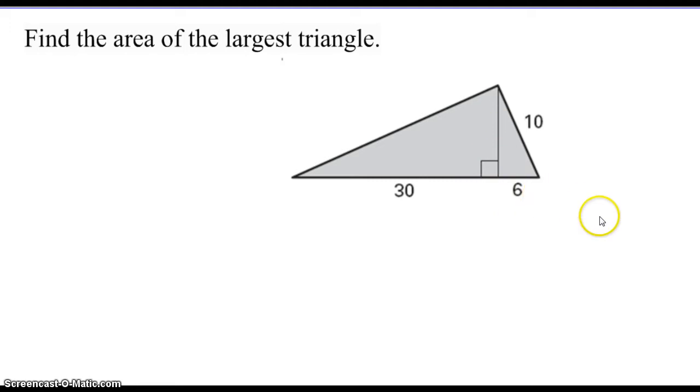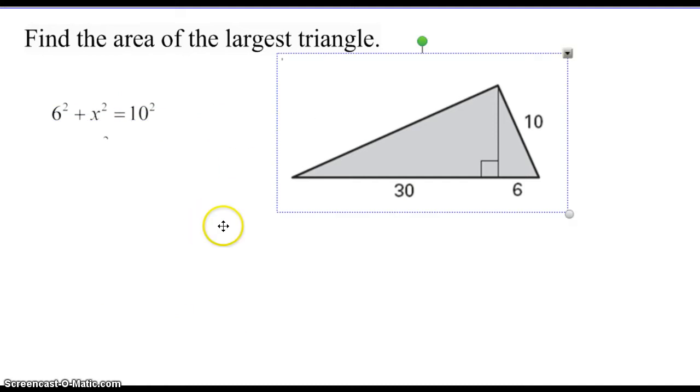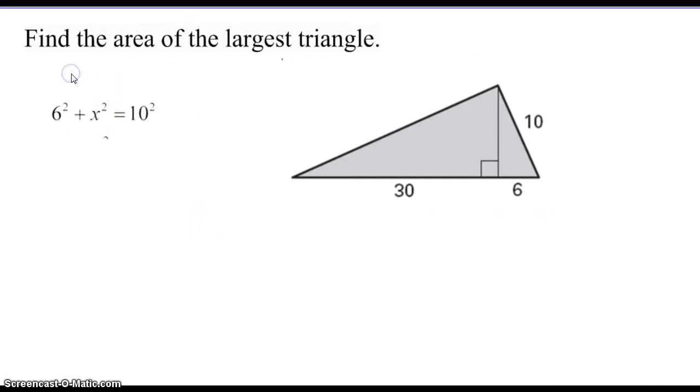And we need the height. Well, I don't have the height, but I have a right triangle right here, and I have a hypotenuse, and I have a leg. So the first thing I'm going to do is Pythagorean theorem. So I'm going to take 6 squared plus x squared equals 10 squared. Go ahead, solve. X is 8. Pause it if you need to write it down. So that gives me that this piece here is 8. Now that gives me my height and my base.